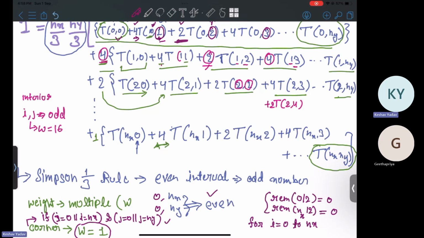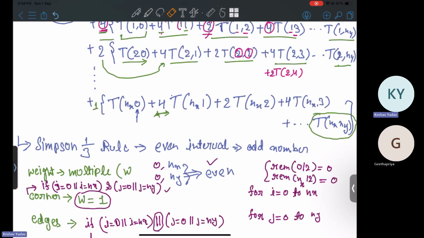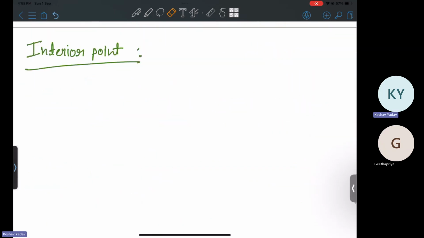So if I, J both are even, then W will be what? 4. If one is odd and one is even, then W will be what? 8. I know this is kind of difficult, but if you write it on your own, you will see.